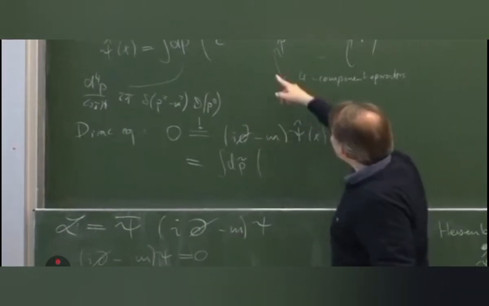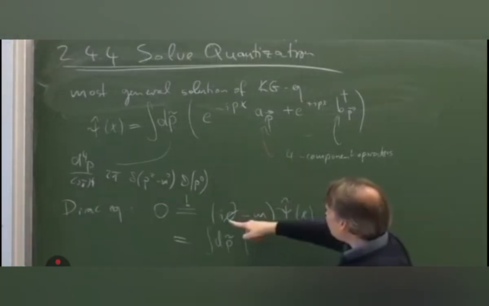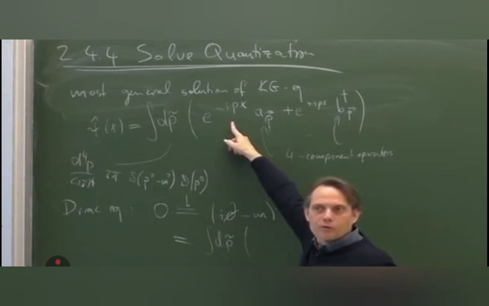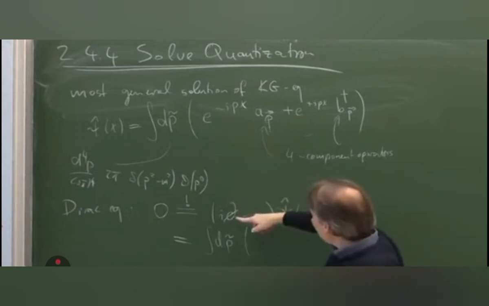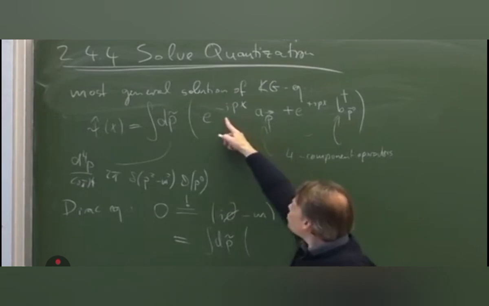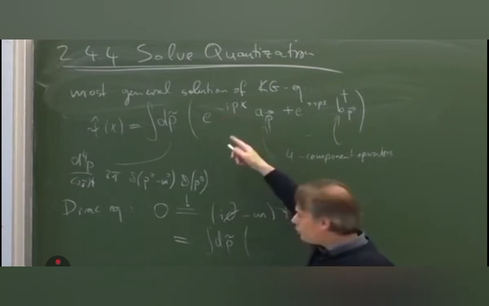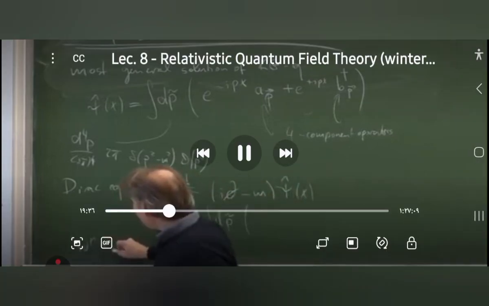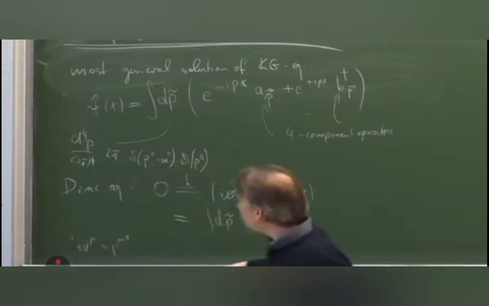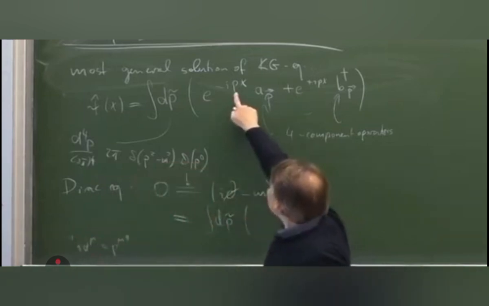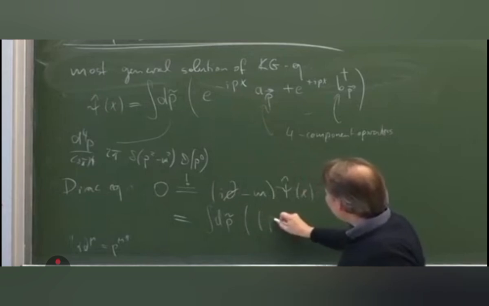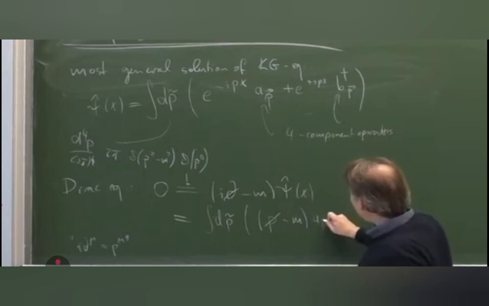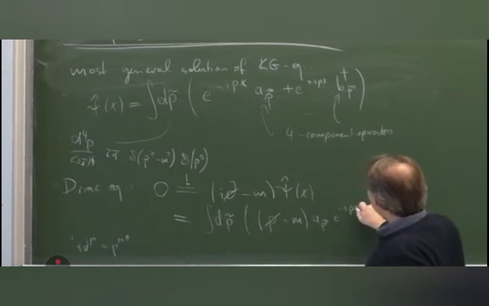So in the first term, e to the ipx, what happens if we apply i d-slash onto this function, which depends on x? We get some derivatives. The derivative with respect to x pulls down minus i p mu, and so it's the usual rule: i d mu becomes momentum. This rule applies here, so i d mu pulls down one factor of p. Therefore, this pulls down one factor of (p-slash minus m), acting on a of p times e to the minus ipx.